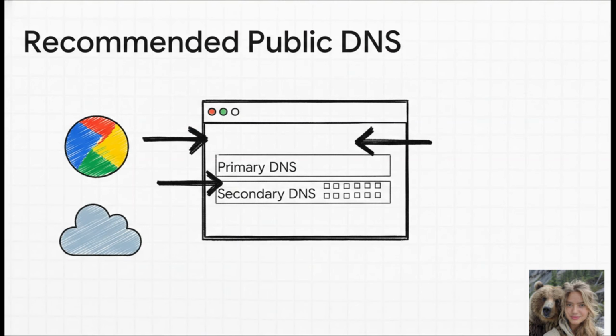The solution here is actually pretty simple. You just go into your network adapter settings and manually switch from your ISP's default DNS to a trusted public one, like Google's or Cloudflare's. This usually gives you a much faster, way more stable connection to the update servers, and that is often the final kick that download needs to get going.